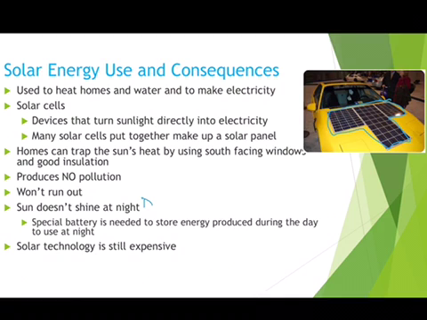The big downfall or shortcoming is that the sun doesn't shine at night or every day. So those that choose to use solar power have to have a special battery to store energy that gets produced during the daylight in order to use that energy at night. Another downfall is that solar technologies, these solar panels, and that battery are expensive. However, they are getting more and more reasonable as new technology gets developed.